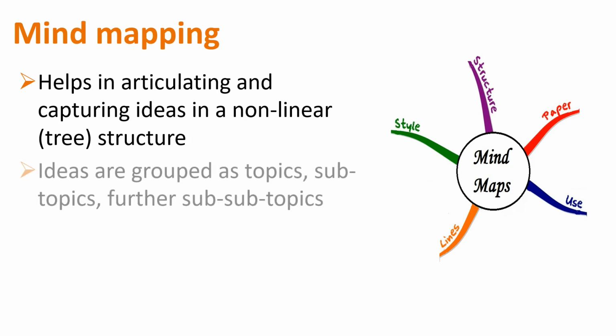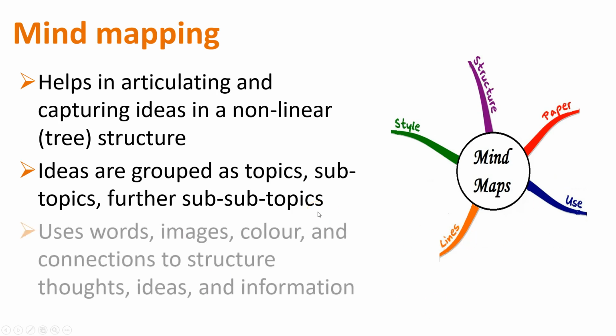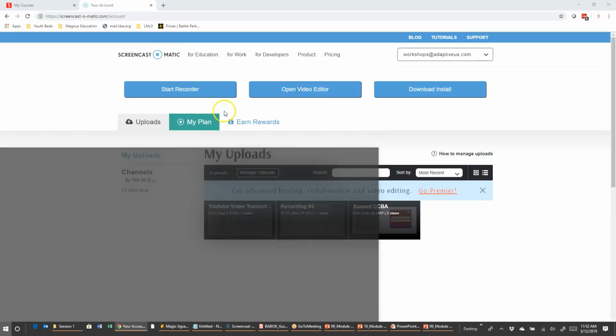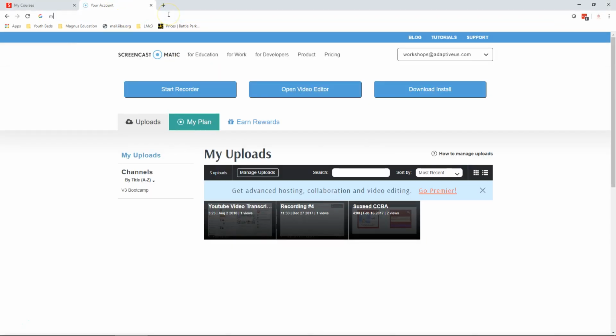And I use color. Like you see on this, I use lots of color on mine. You group your ideas as topics and subtopics, and then these can have further lines out. And it uses words, and you can use pictures and color and stuff like that. Let me show you one.